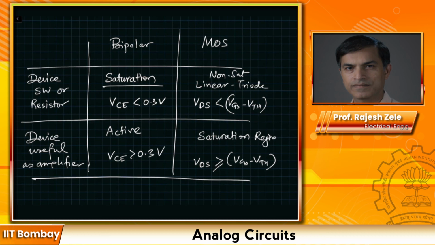The key thing to note here is the definition of the saturation region in MOS versus bipolar is completely flipped. In the bipolar case, it's when VCE is less than 0.3 volts, when the device acts like a switch, that it's called saturation. Whereas in the MOS case, when the device is useful as an amplifier, we call it the saturation region, when VDS is greater than VGS minus VTH.